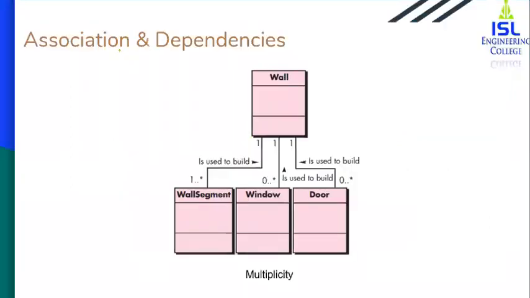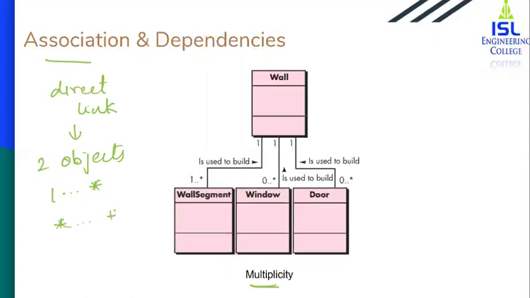The next one is association and dependencies. Association is another type of relationship. Within this, association can have multiplicity. Association is represented by a straight line. This means that there is a direct link between two different objects. Now this association can be either one to many, many to many, or many to one. So this is the multiplicity relationship.